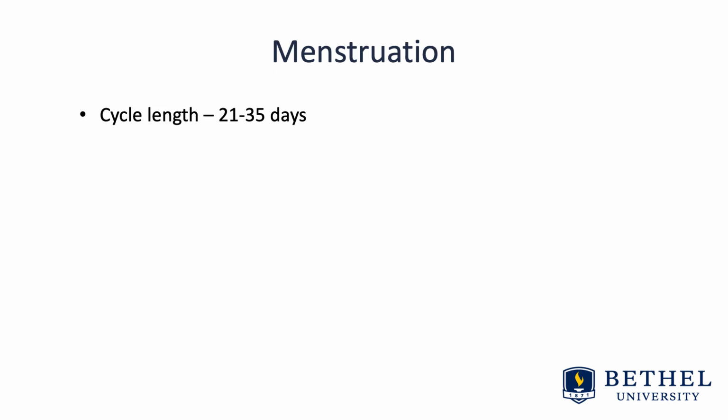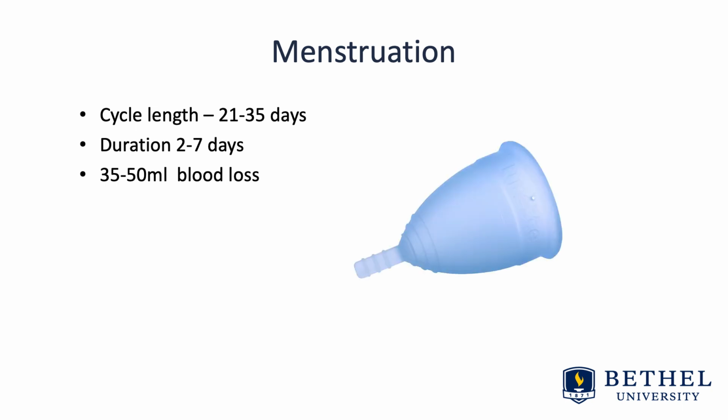So a quick note on menstruation. Cycle length is typically 21 to 35 days. Duration is 2 to 7 days, and then typical blood loss is 35 to 50 milliliters. And when our patients use menstrual cups, that actually means that they might be able to come in and give us more concrete numbers for how much blood loss they have, rather than us trying to navigate how often they're changing tampons and pads, and are they super tampons, and that kind of conversation can be tricky.